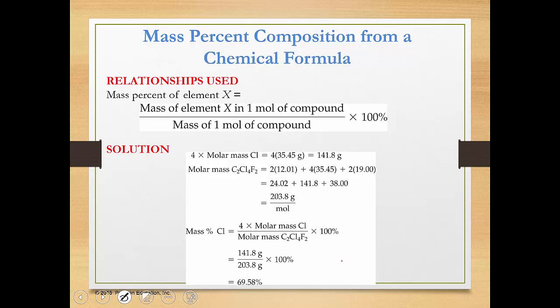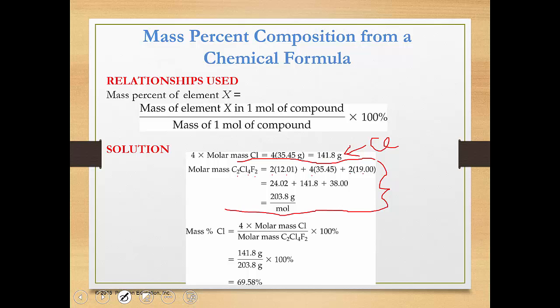Okay, so here's the 4 times the 35.45 that we showed on the last page, and so that turned out to be 141.8 grams. So there's our chlorine mass. Now this next part is going to show us the calculation of the molar mass of the entire compound. So I see that I have 2 carbons, I have 4 chlorines, and I have 2 fluorines. So I have 2 carbons times the molar mass of carbon, which is 12.01. I have 4 chlorines times its molar mass of 35.45, and then I have 2 fluorines times the molar mass of 19.